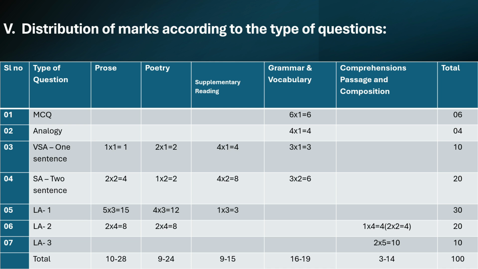Long answers, as we've seen earlier, also long answer 1, 2, and 3. So let's look into long answer 1. You will get questions from prose, poetry, and supplementary. Here, total corresponding to 30 marks.